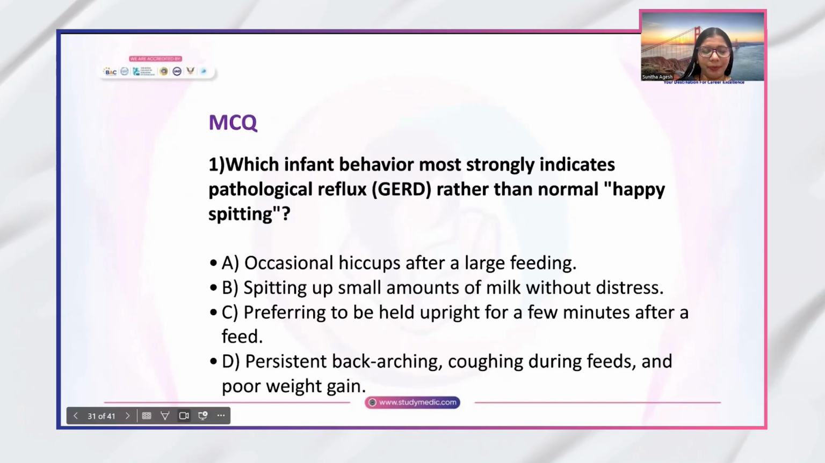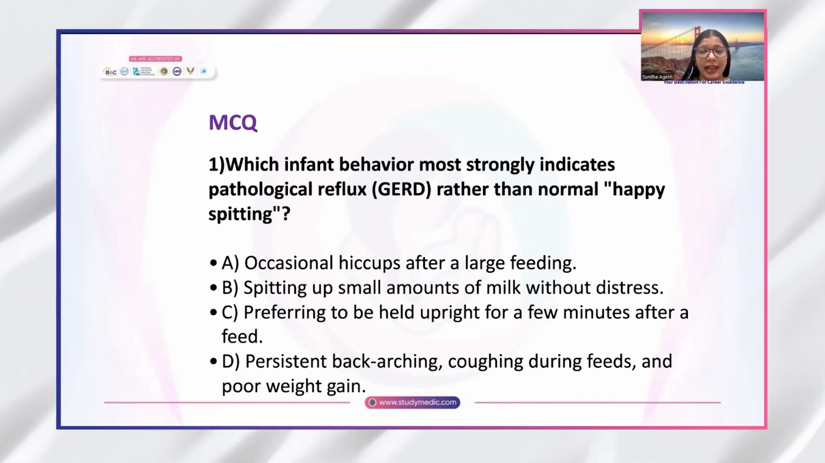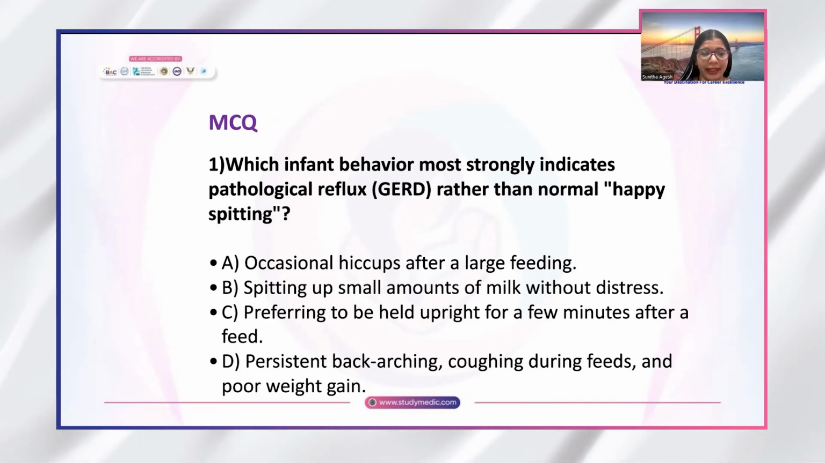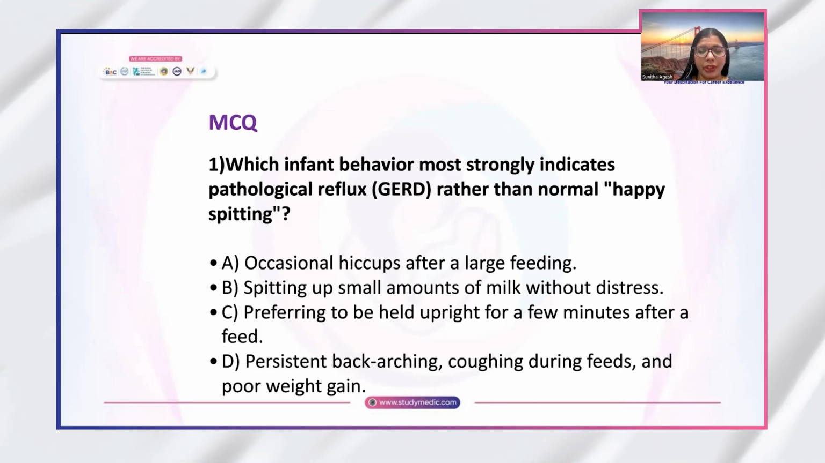Okay, we'll go for some MCQ. First one is, which infant behavior most strongly indicates pathological reflux rather than the normal happy spitting? These are the options. First one is occasional hiccups after large feeding. Second, spitting up small amounts of milk without distress. Third one, preferring to be held upright for a few minutes after feed. Fourth, persistent back arcing, coughing during feeds, and poor weight gain.